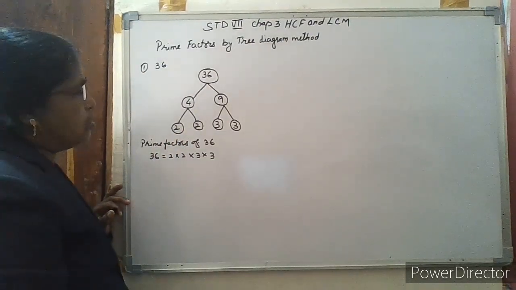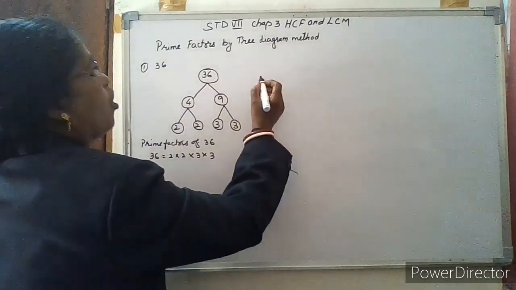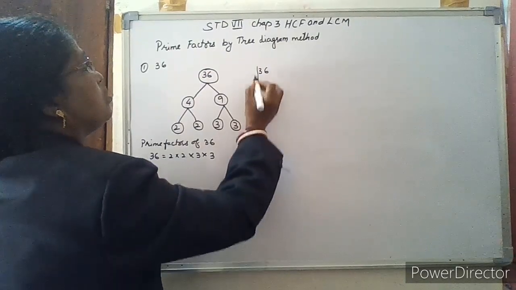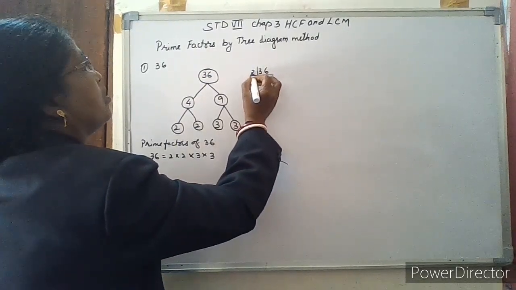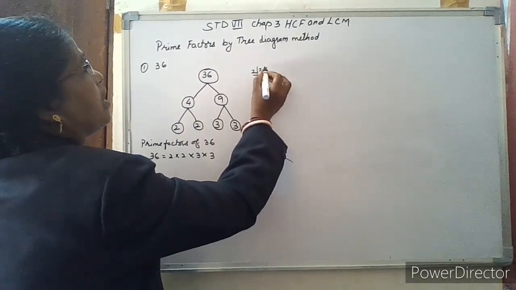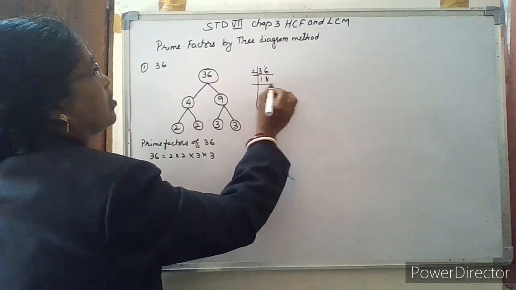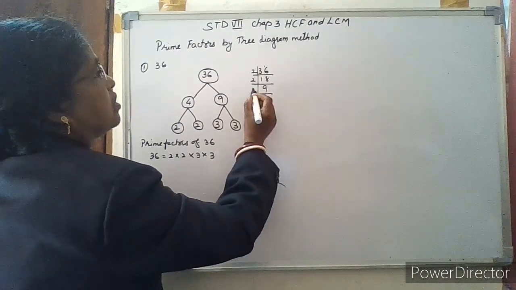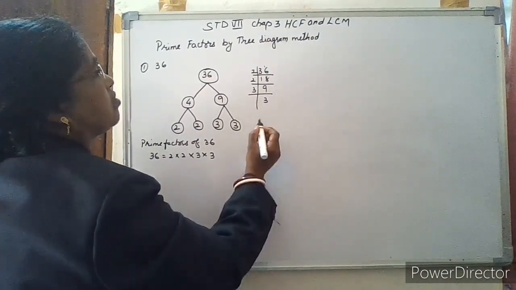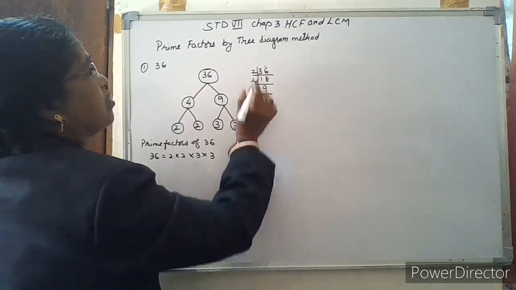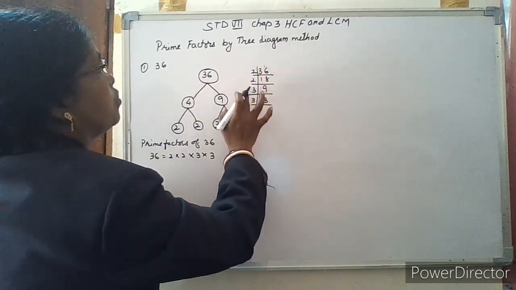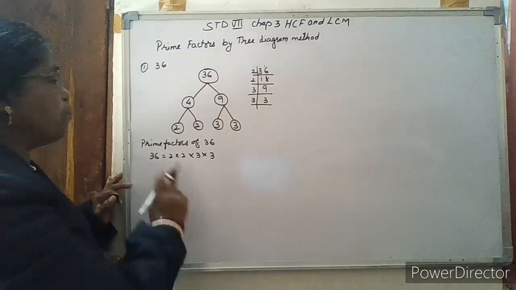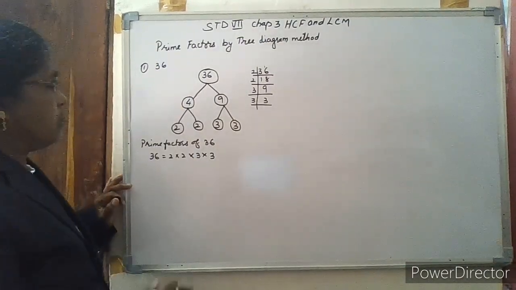We got it. You have learnt in the vertical method and horizontal method; just to prove, see this method: 2 ones are 2, 2 eights are 16, 2 nines are 18. Then 3 threes are 9, 3 ones are 3. So you see 2 into 2 into 3 into 3. By the tree method we got the prime factors of 36.